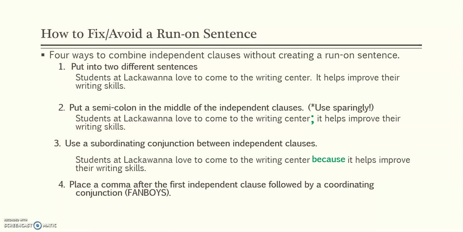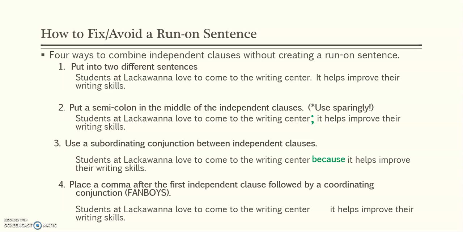Your last way is to use a different type of conjunction, and now you get to use a comma. You place a comma after the first independent clause, followed by a coordinating conjunction. And the acronym that we'll go over in a bit is called FANBOYS. Here's an example. Using our same sentences, we add a comma, and then we add one of our FANBOYS conjunctions, for, in order to give ourselves a little breath and continue our sentence.